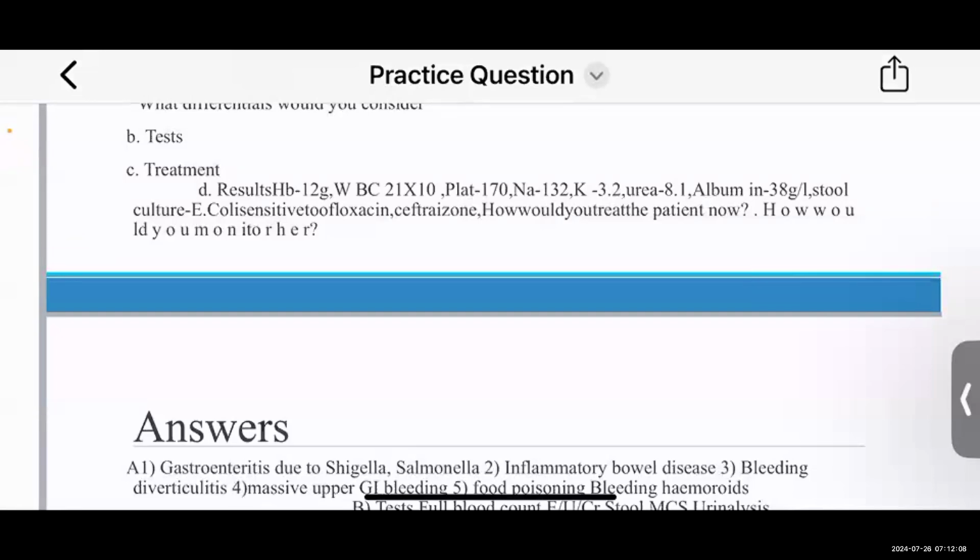The platelet counts are still within normal, but we need to monitor them serially, so that in case they drop we can replace. You can see from the question that the sodium is low, 132, and potassium is low, which is expected when you have passed about 10 stools in 24 hours. The urea is 8.1. The albumin is within normal limits, so it's probably not due to chronic liver disease in this patient. Stool culture revealed E. coli sensitive to ofloxacin and ceftriaxone. So that's one of the reasons why I would use IV ceftriaxone in this patient.